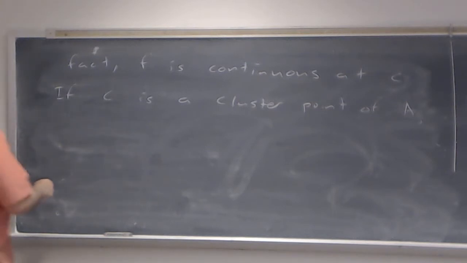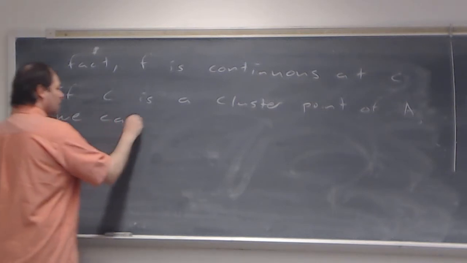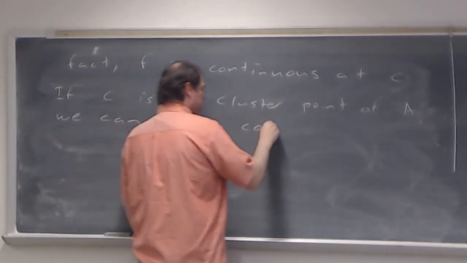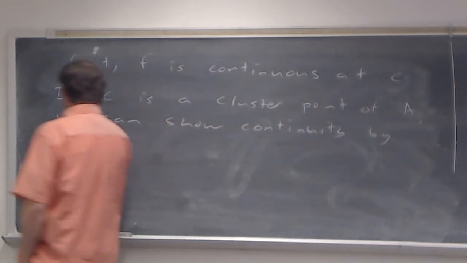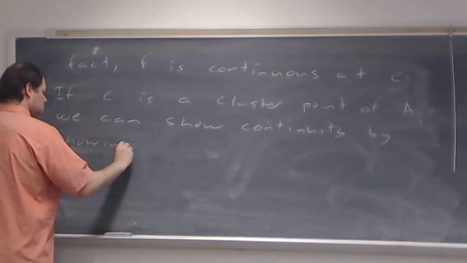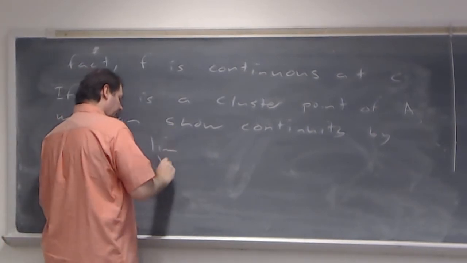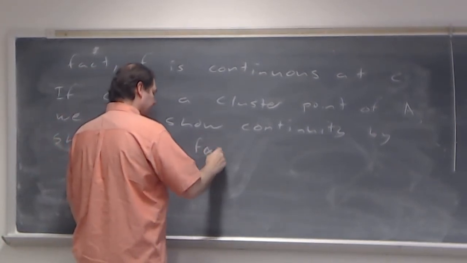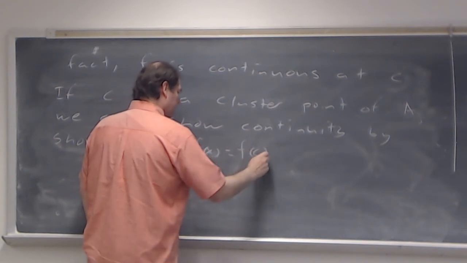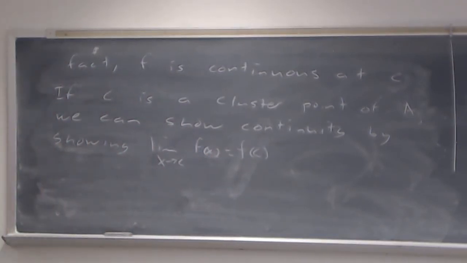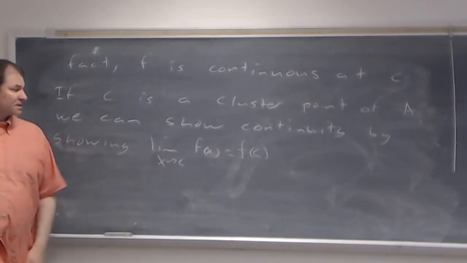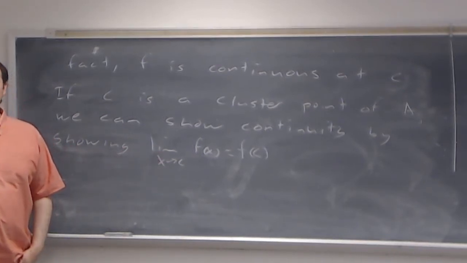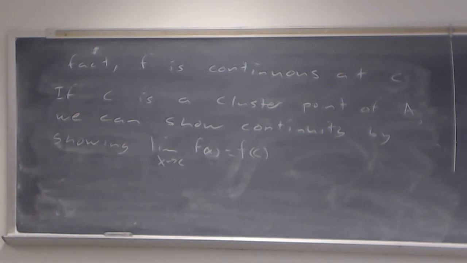We can show continuity by showing the limit as x goes to c of f of x equals f of c. So that's now my new goal for this part. If I can show the limit as x goes to c of f of x equals f of c, that implies that with c being a cluster point, f is continuous at c.